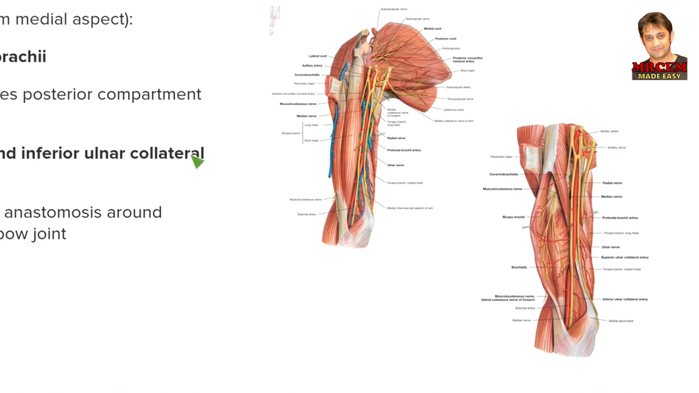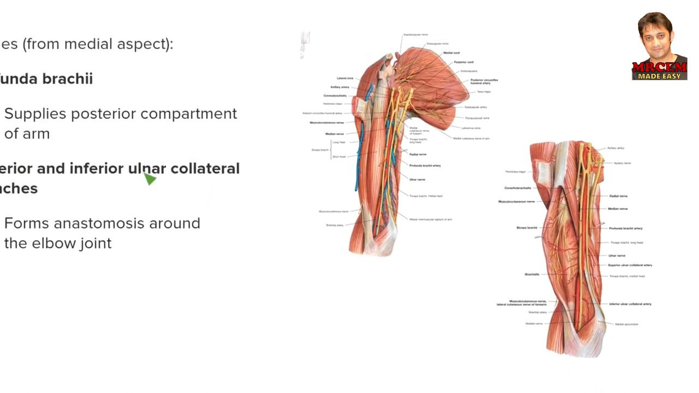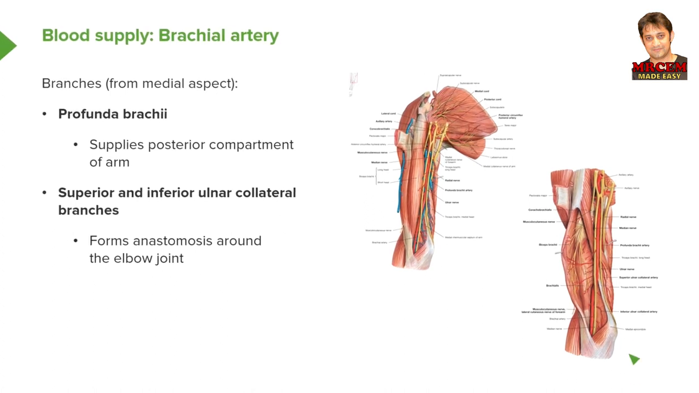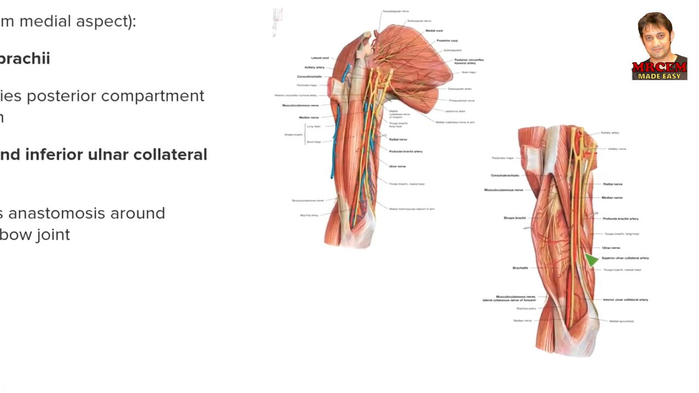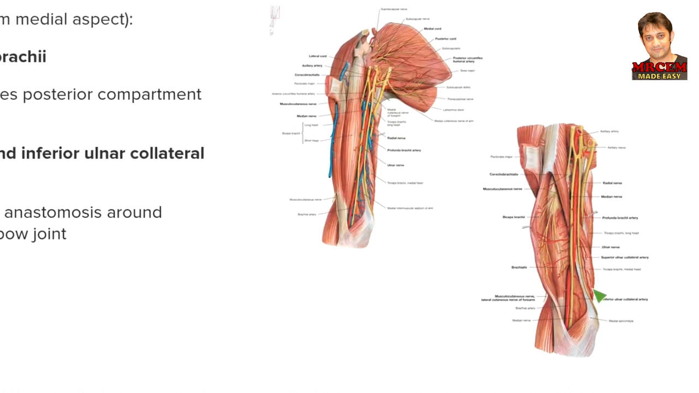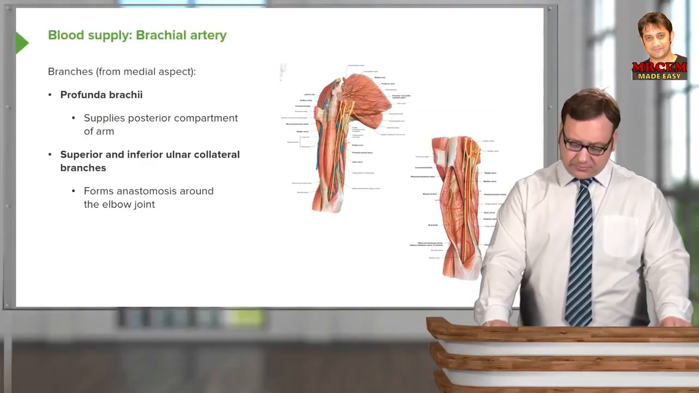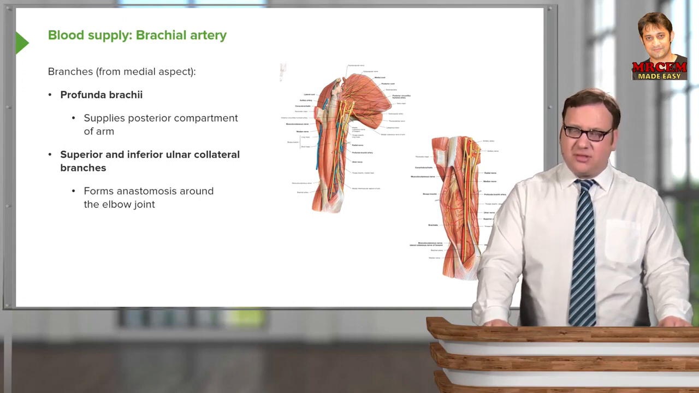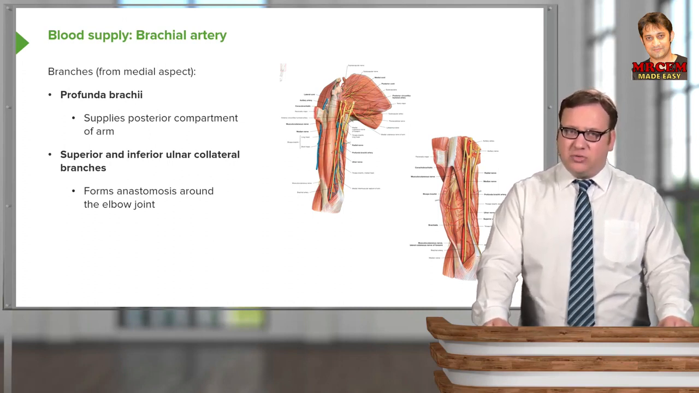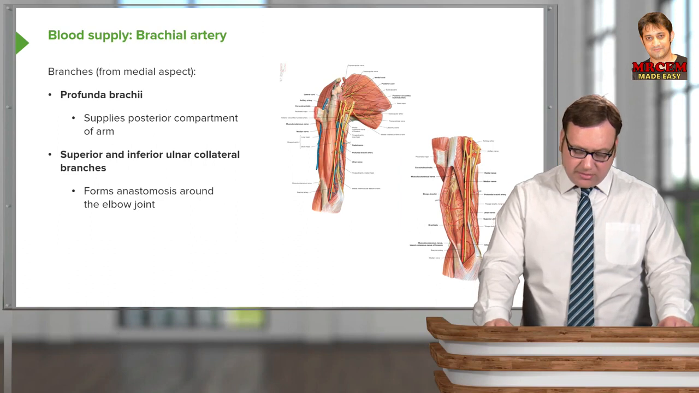But it also gives rise to some superior and inferior ulnar collateral branches, and we can see these coming here. We can see a superior ulnar collateral artery running down, and we can see an inferior ulnar collateral artery. And these arteries are important as they're going to form anastomoses around the elbow joint, and we'll see that when we look at the elbow joint in more detail.